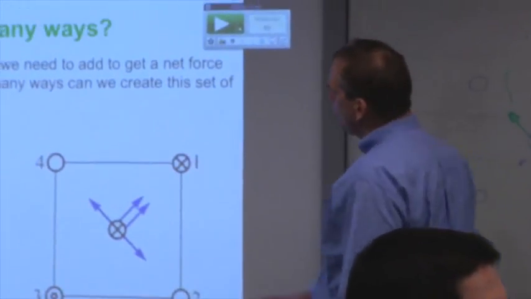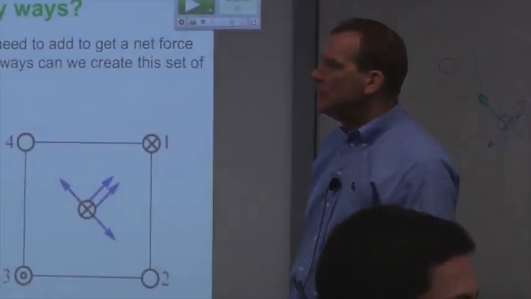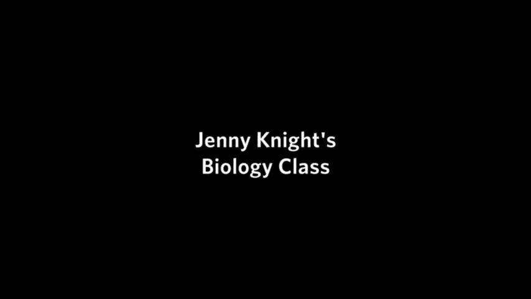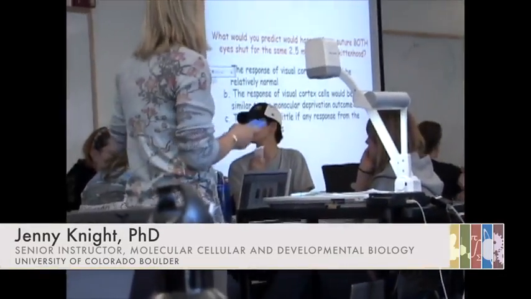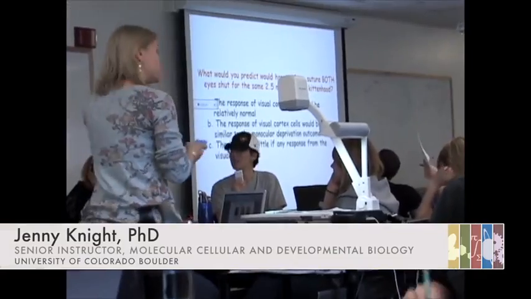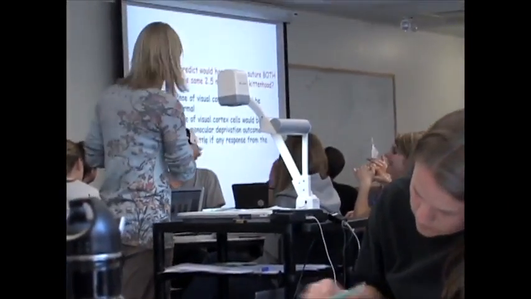Again, we want to think about the 4 forces that are potentially happening here. What about this? So what would you predict would happen if you suture both eyes shut for the same 2.5 months during development? Both of them are now shut. And then you're going to do the same experiment that you did before.